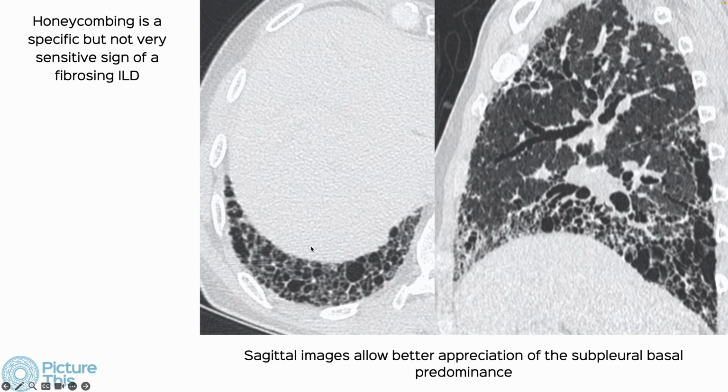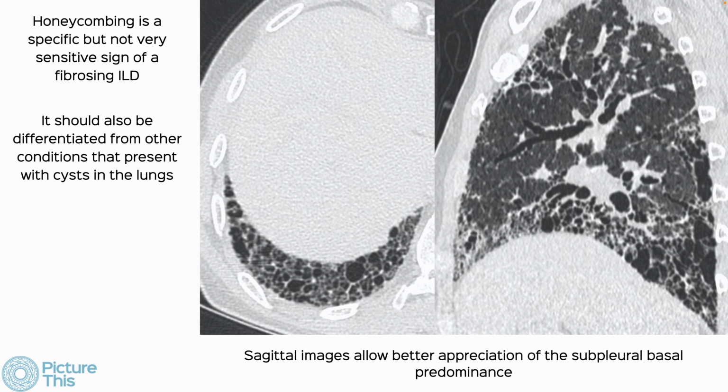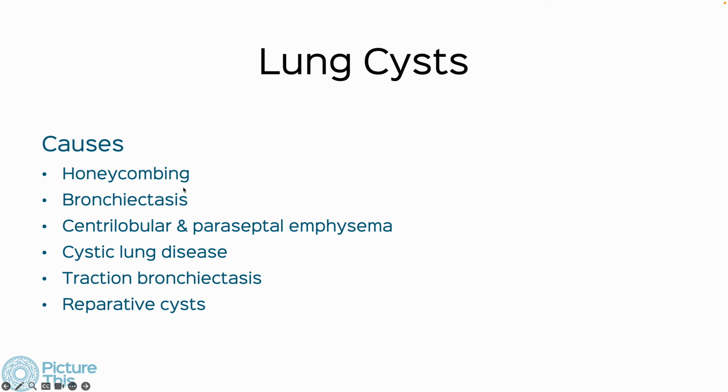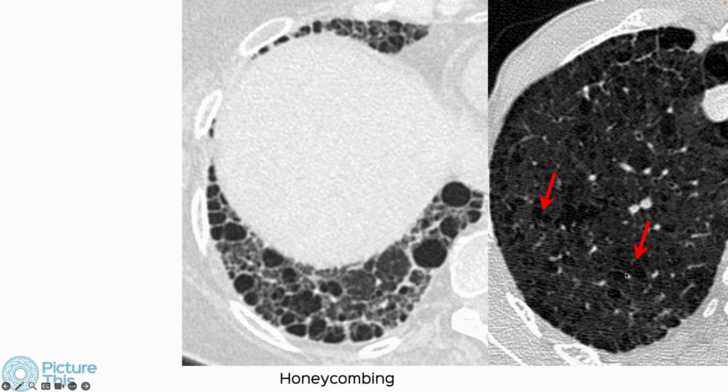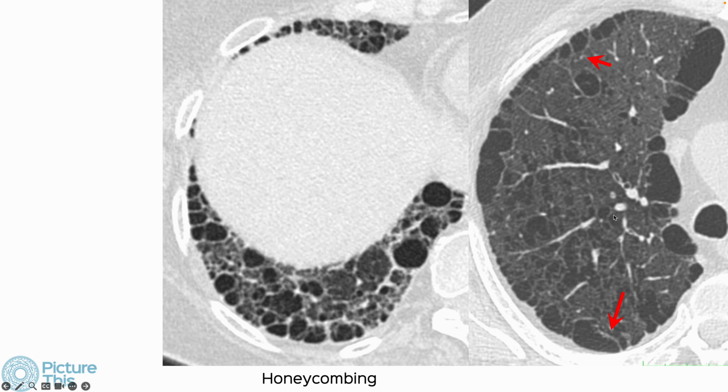But since honeycombing is so important, it is necessary for us to be able to differentiate honeycombing from other conditions that present with cysts. So this is the list here. And on the left is honeycombing, on the right are those other conditions. So here we have branching cystic disease from the hilum to the periphery, which is typical of bronchiectasis. Here we have cysts without walls next to these vessels. This is centrilobular emphysema. Here we have a smoker who has centrilobular emphysema and a single layer of cysts at the periphery. So this is paraseptal emphysema.